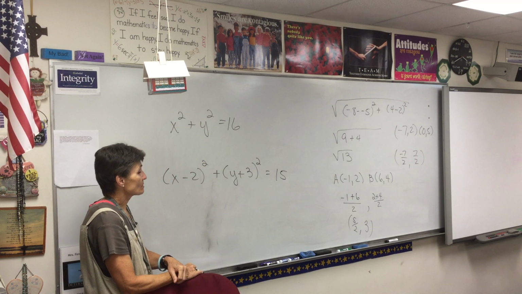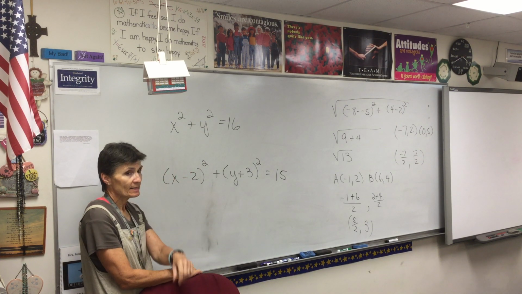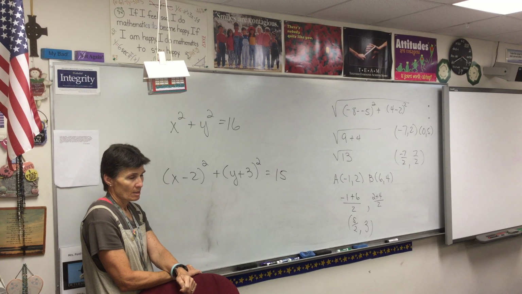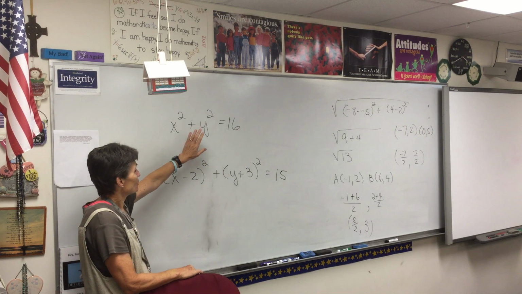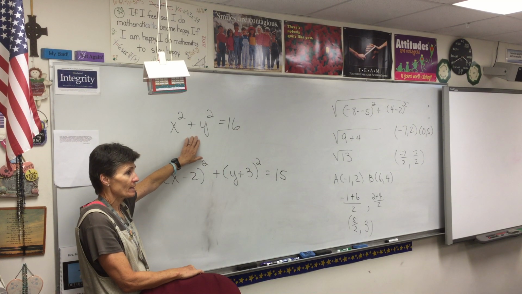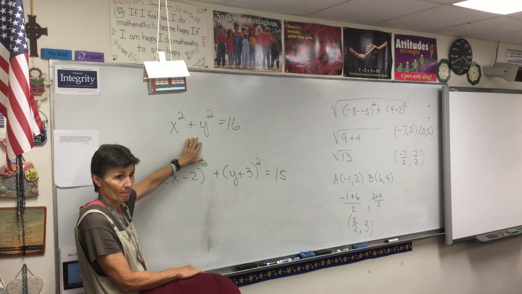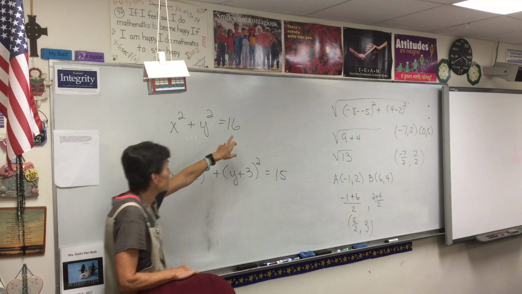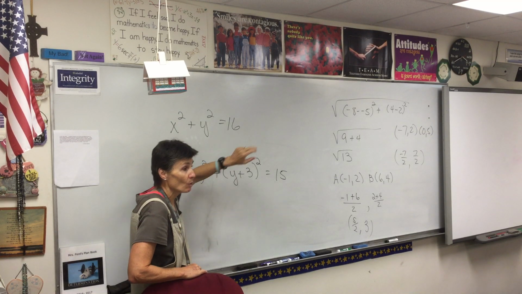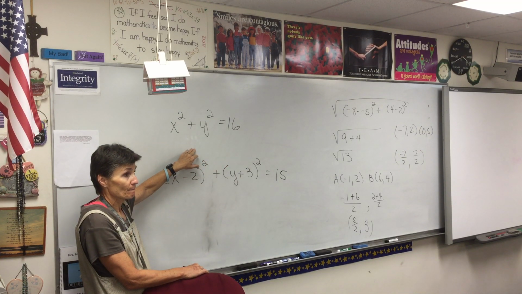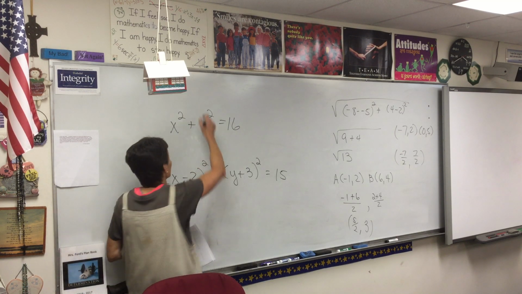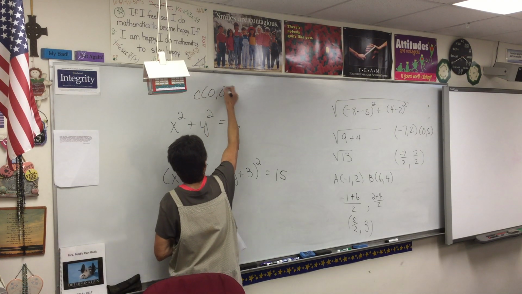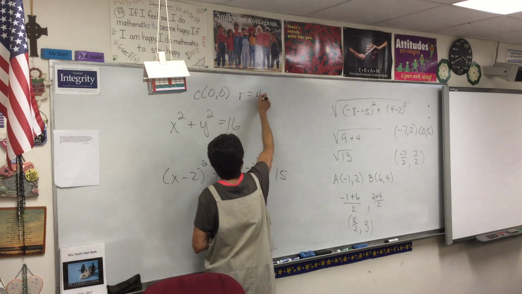These are equations of circles. You've seen these before, only last year. Can you tell me the center and the radius of this circle? Anybody want to take a wild guess? 4. The radius is 4. Absolutely. What's the center? 0, 0. The center is at the origin, and the radius is 4.